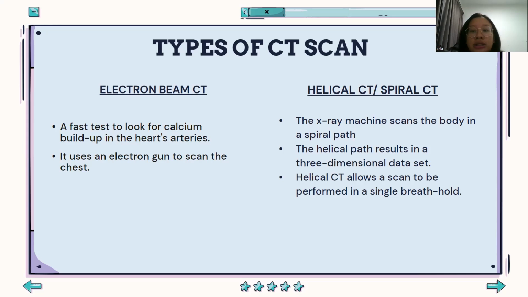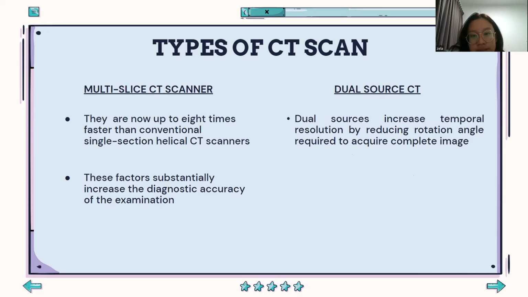The second is the helical CT or the spiral CT. The X-ray machine scans the body in a spiral path. So the helical path results in a 3-dimensional data set and allows a scan to be performed in a single breath hold. The X-ray source is attached to a freely rotating gantry, and the patient is moved through a rotating X-ray beam and detector.